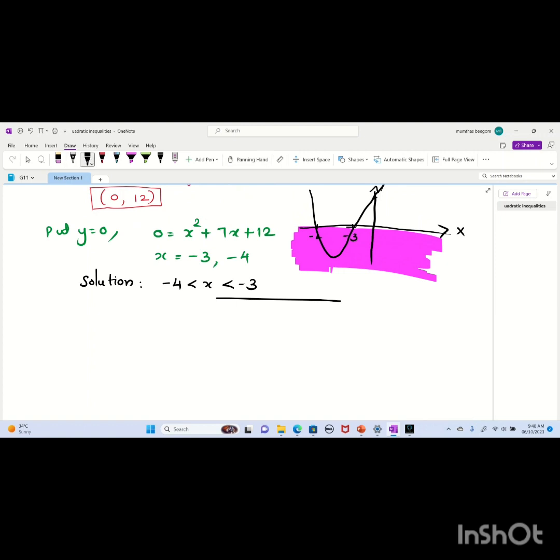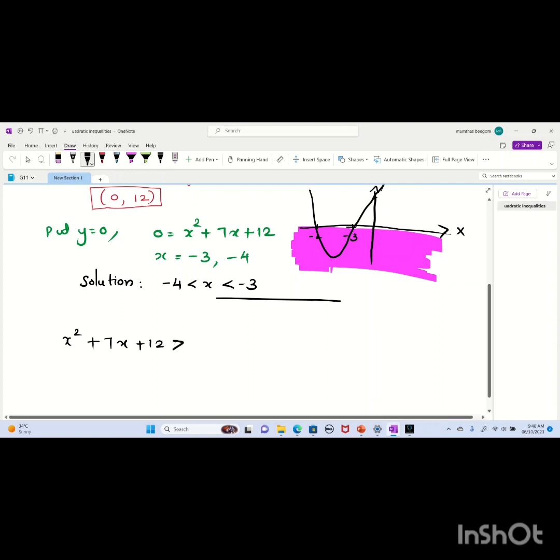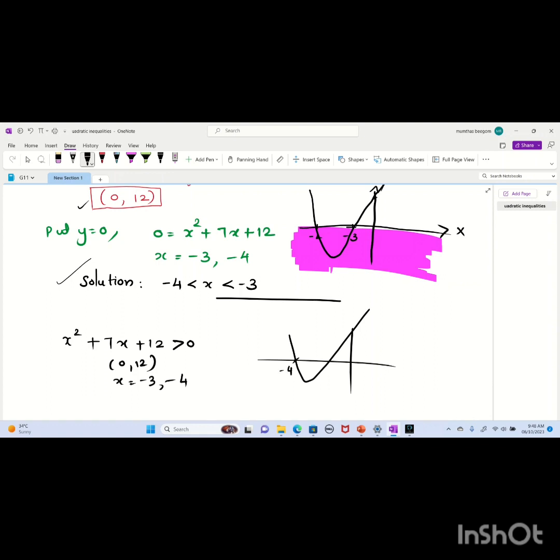So we have the equation, same question I'm taking, x square plus 7x plus 12 greater than 0. Okay. So it is greater than 0. So we do the same steps. We put x equal to 0 and we find y, and we put y equal to 0 and we find x. So we will be getting the points 0, 12 and x values minus 3 and minus 4, and we sketch the graph the same way. So we are getting the graph like this. So here it is minus 4 and here minus 3.